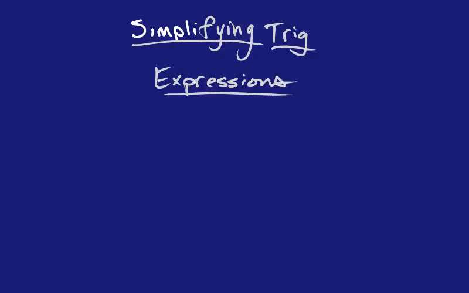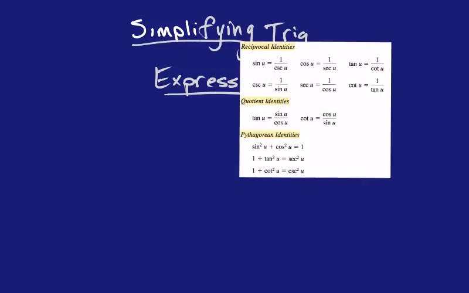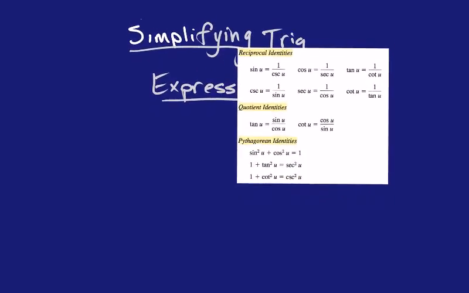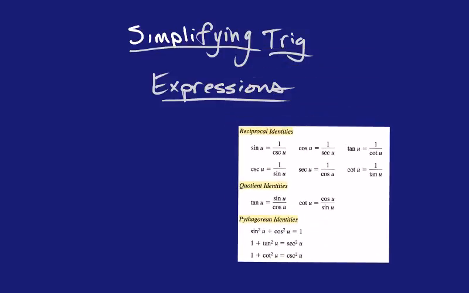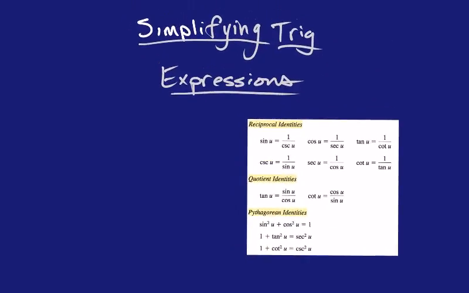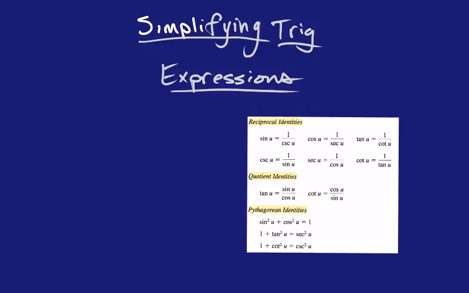In this video, we're going to talk about simplifying trig expressions. In order to simplify trig expressions, you have to know the identities that are allowed to be used. There are these identities, and I'm only going to talk about 11 of them in this video. You have your reciprocal identities, quotient identities, and Pythagorean identities.